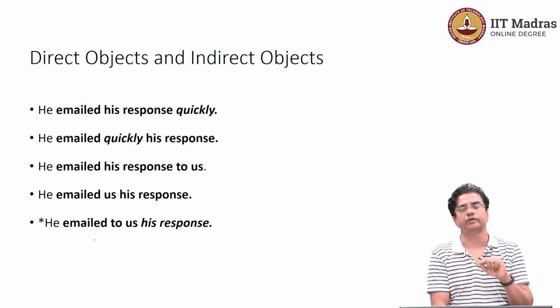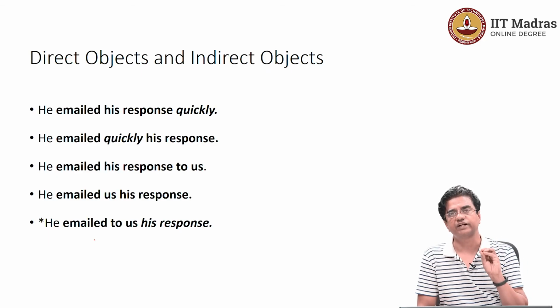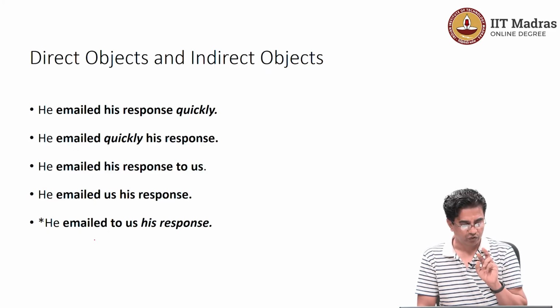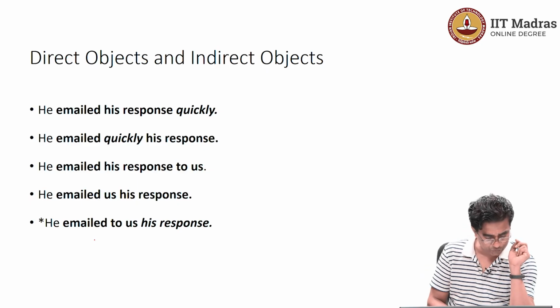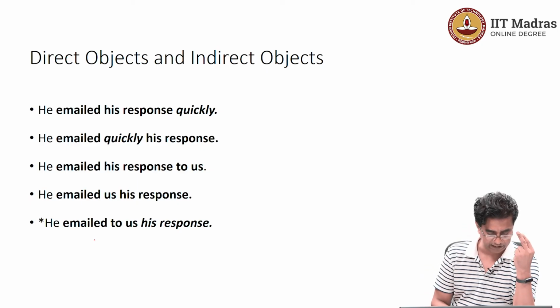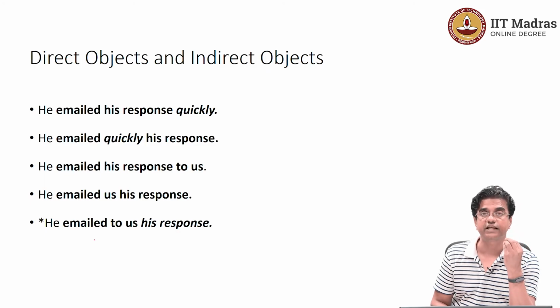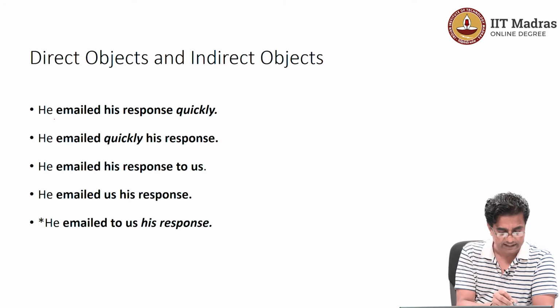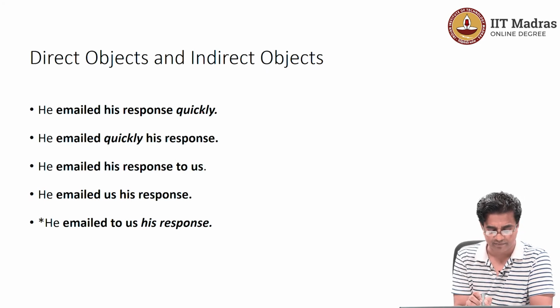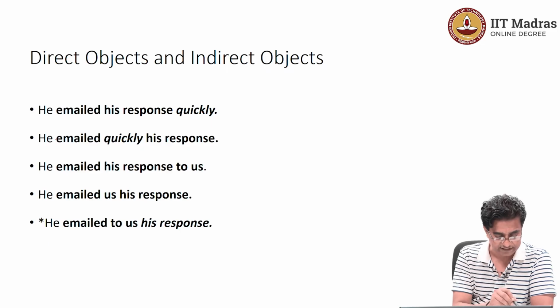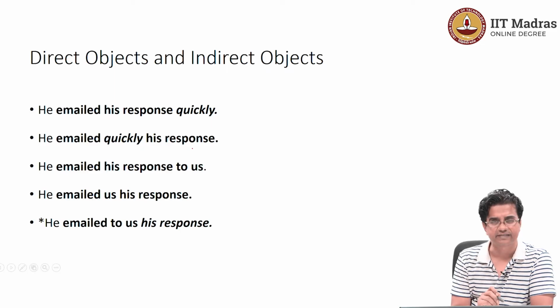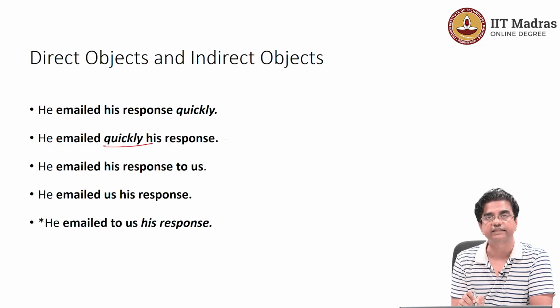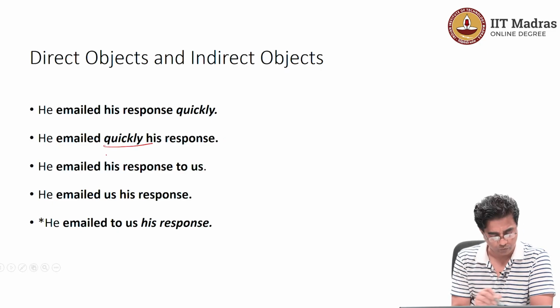It's a specific feature of the indirect object of a ditransitive verb. We can use indirect objects with ditransitive verbs in two ways. Look at this sentence. This is fine: He emailed his response quickly. It's a good sentence. He emailed quickly his response. Not a very good sentence, because quickly should be at the end of the sentence, but still an okay, acceptable sentence.